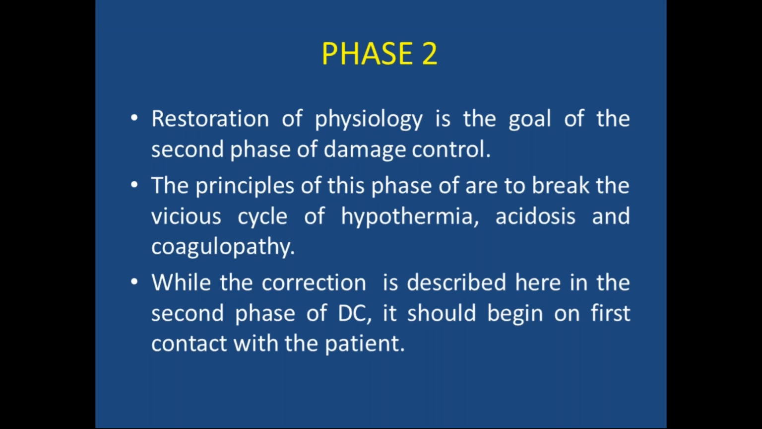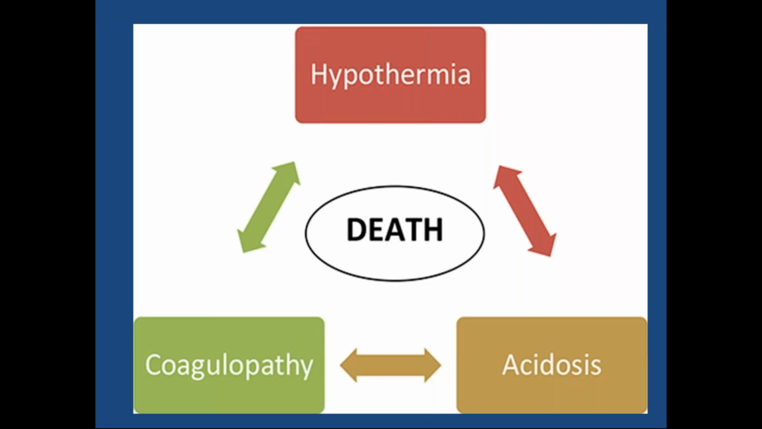While the correction is described here in the second phase of damage control, it should begin on first contact with the patient. Hypothermia leads to acidosis, acidosis leads to coagulopathy, which further progresses the hypothermia. This is the cycle which ultimately leads to death due to shock.